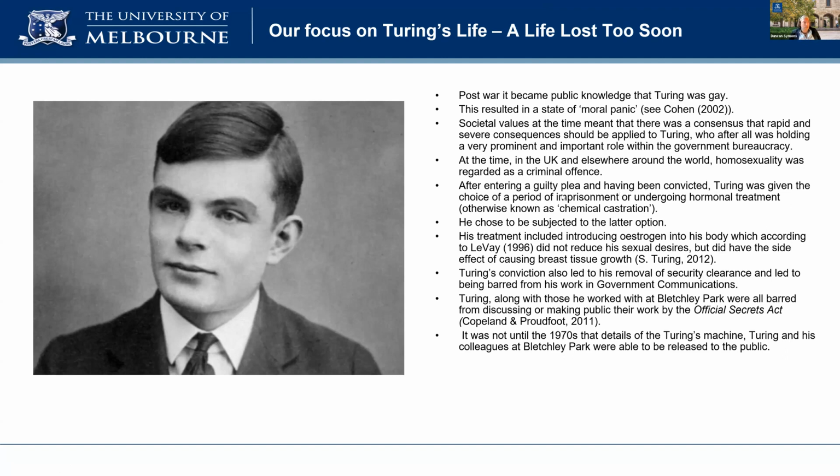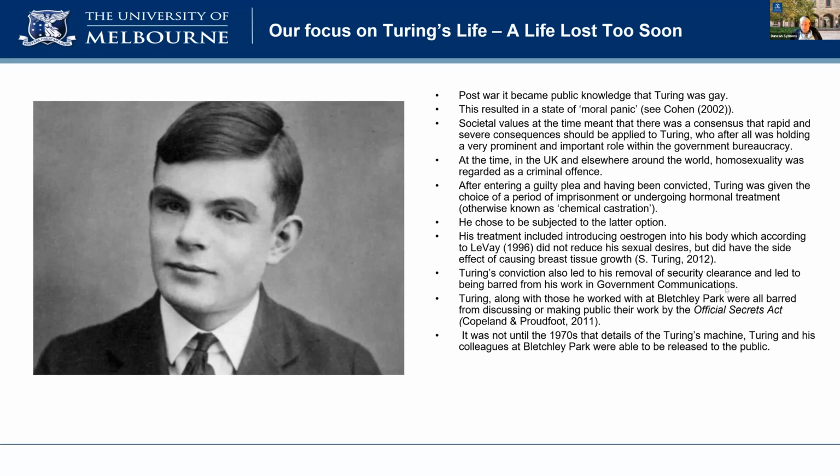And then he was given the choice of either being imprisoned or undergoing hormonal treatment, which is otherwise known as chemical castration. So he was injected with large amounts of estrogen, which, according to researchers, did not actually reduce his sexual desires, but did have the side effect of causing breast tissue growth. Turing's conviction also led to his removal of security clearance, and led to him being barred from his work in government communications.